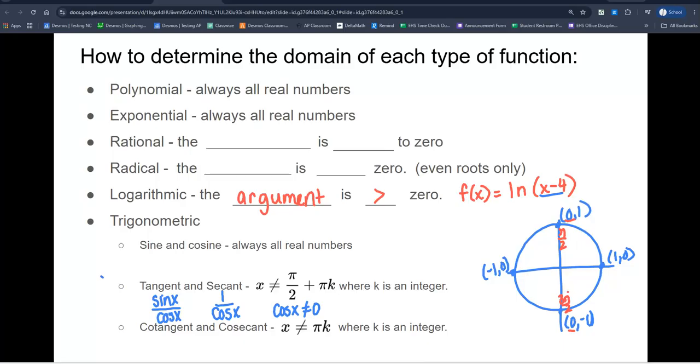The answers are spaced out by half of the circle. How far is half of the circle? Pi. That's why we got the plus pi k right there. So pi over 2 plus pi however many times, right?